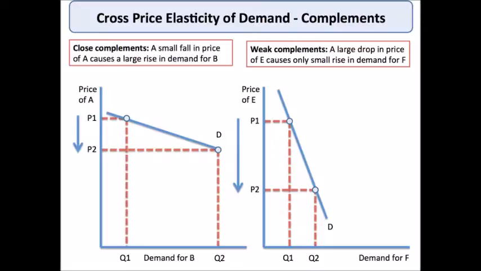Complements occur when E is less than 0, and complements are goods that people tend to consume hand in hand. So if the price of hamburger meat increases, the demand for American cheese will decrease because people are not going to buy as much American cheese to go on their hamburgers.